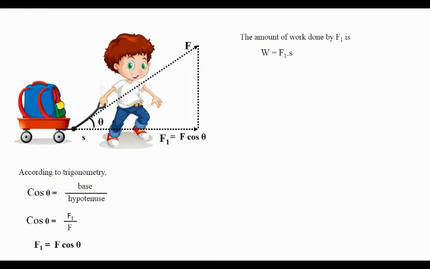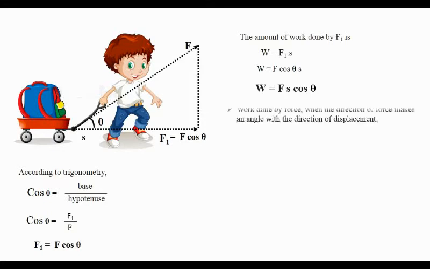Now put the value of F1 in that equation. Then we get W equals F cos theta into S. After simplifying, we get W equals Fs cos theta. This formula will help you find the work done by a force when the direction of force makes an angle with the direction of displacement.